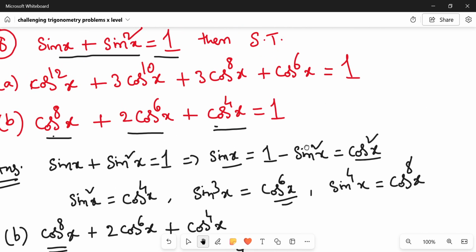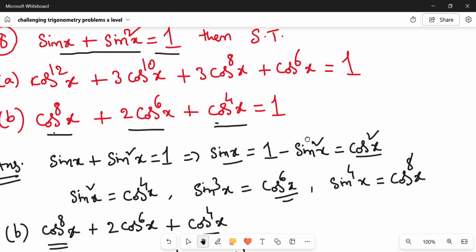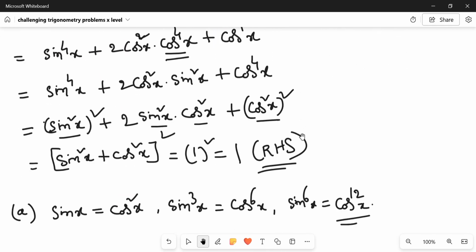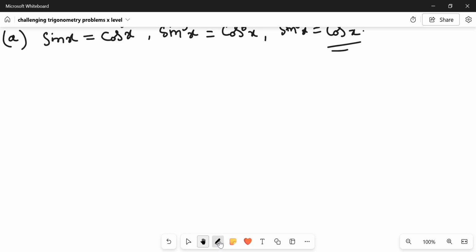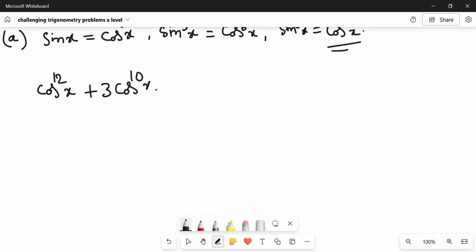We have cos power 12x plus 3 cos power 10x. Let's write that. Cos power 12x plus 3 cos power 10x. Let's write the next part.